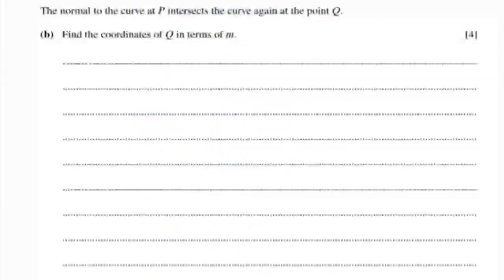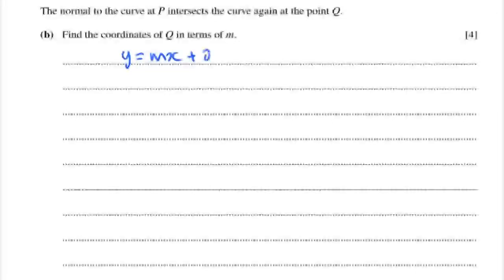Part B: the normal to the curve at P, same point, intersects the curve again at Q, another point. Find the coordinates of Q in terms of m. Okay, so we do the same thing that we would normally do. We have the equation of the tangent. If you remember, the equation of the tangent was y equals mx plus c, but we found out that c was 2m. So that's the equation of the tangent, and the point we just worked out at P, which was (-1, m).